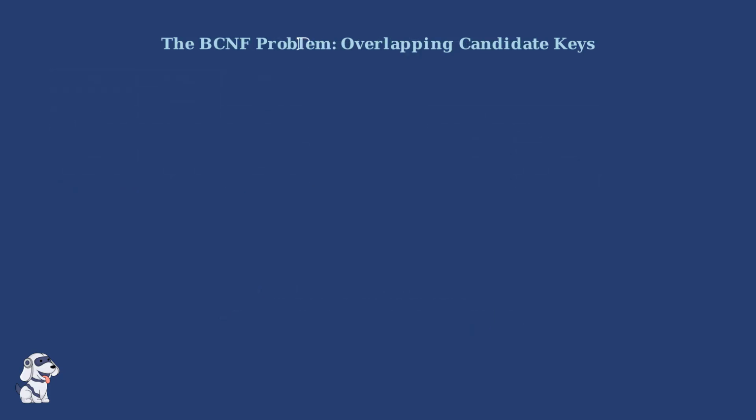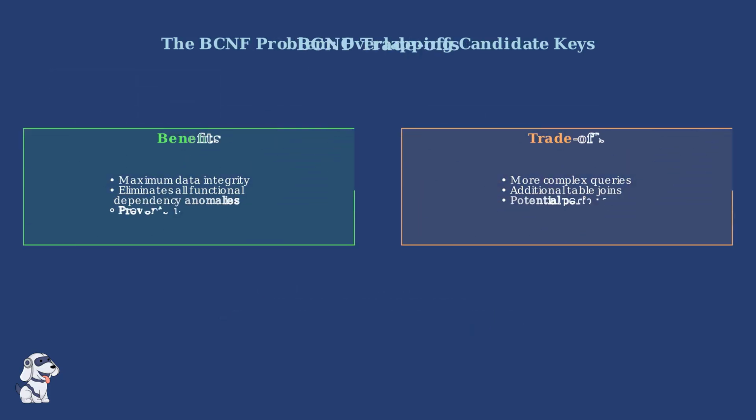While BCNF provides the highest level of normalization for eliminating anomalies related to functional dependencies, it comes with trade-offs. Achieving BCNF may require more table joins for queries and can impact performance. However, it ensures maximum data integrity and eliminates all anomalies caused by overlapping candidate keys.